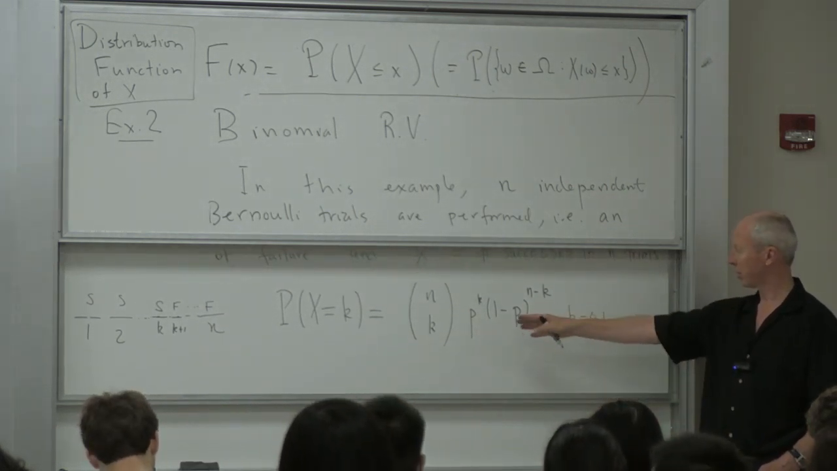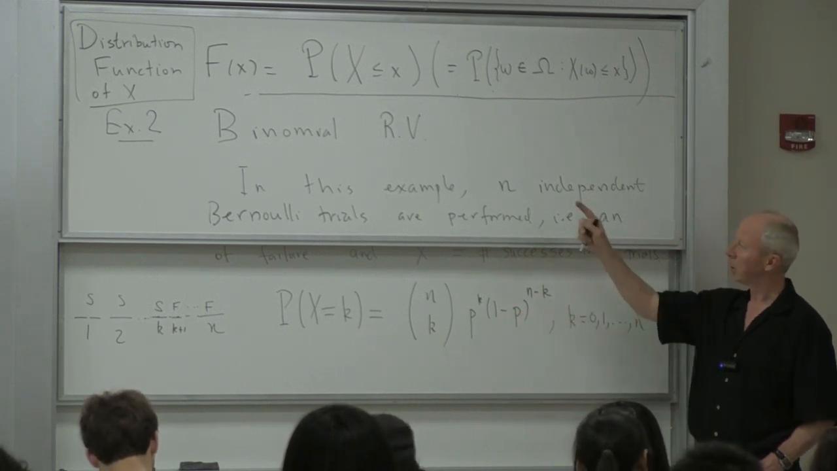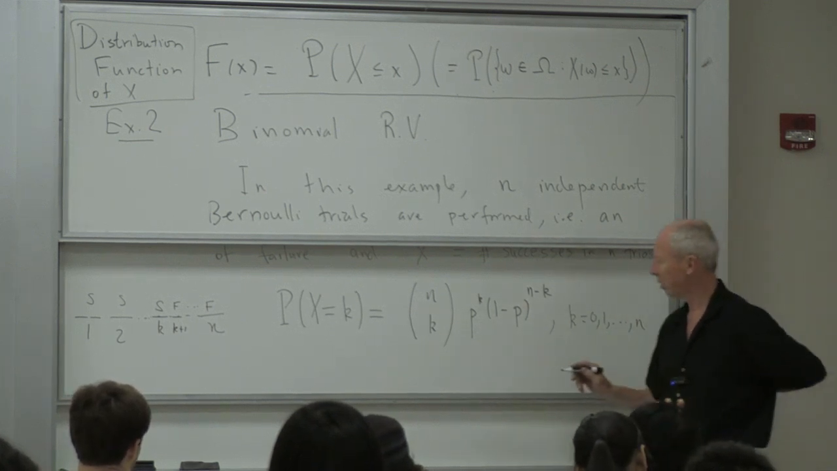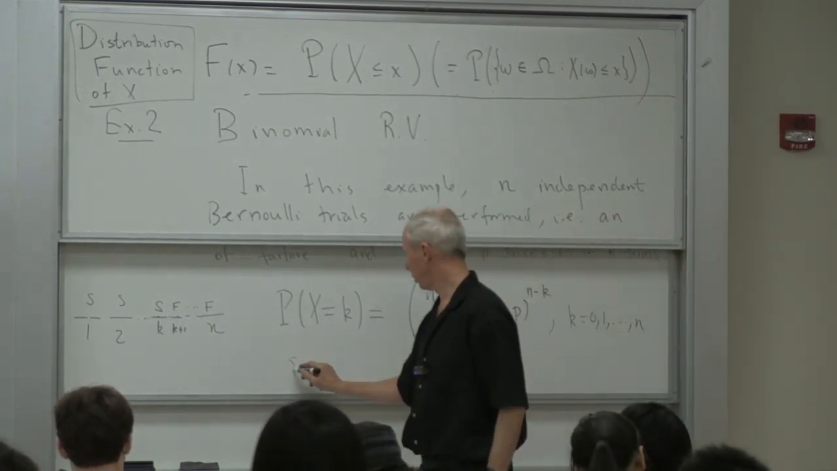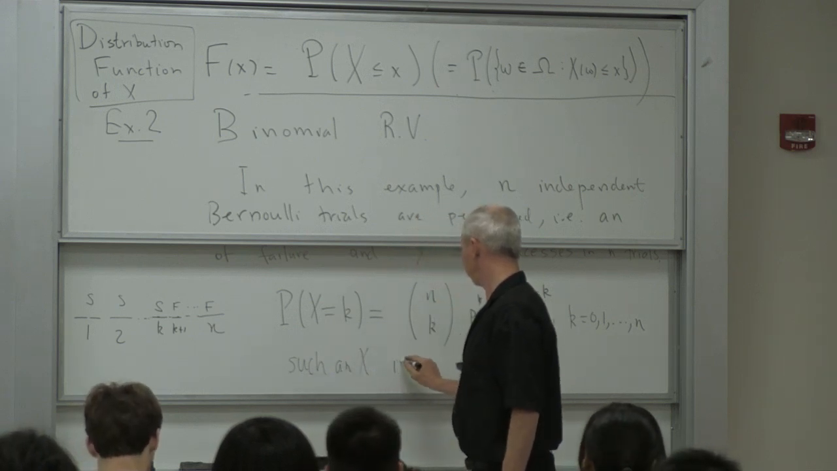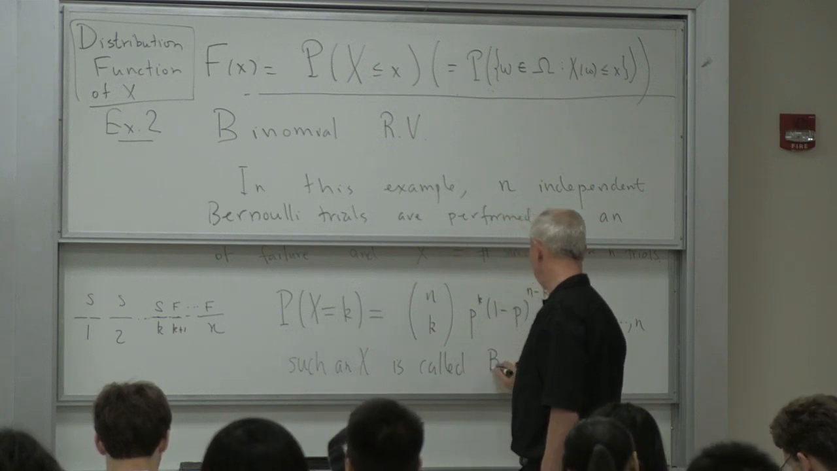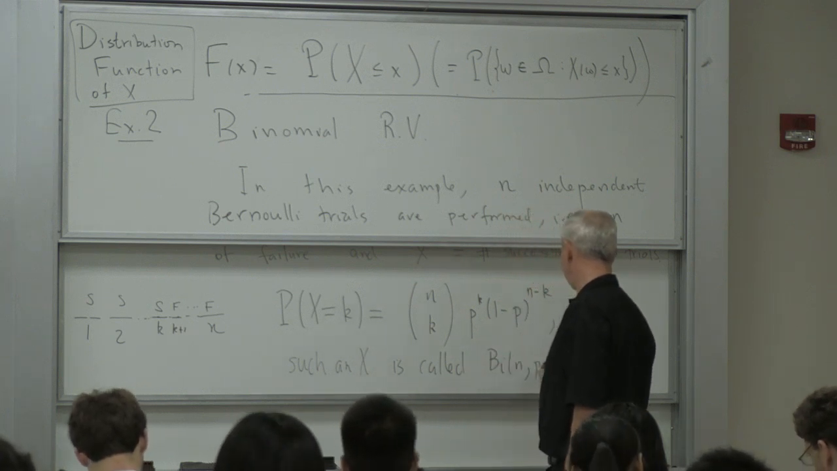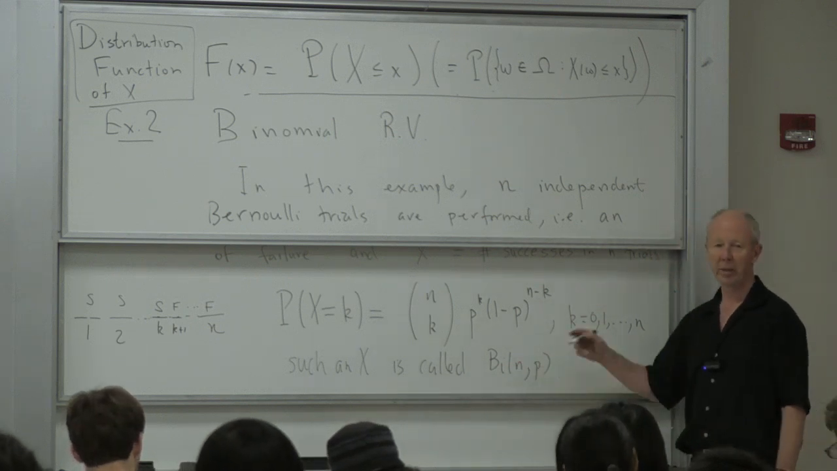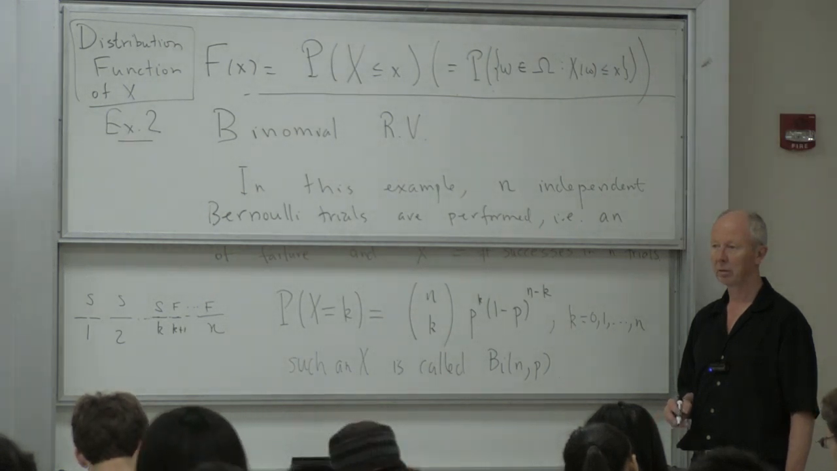A random variable that has this property is called a binomial random variable. And there are some parameters here. I'll abbreviate it: binomial with parameters n and p. n is the number of trials, p is the probability of success. Very useful random variable.